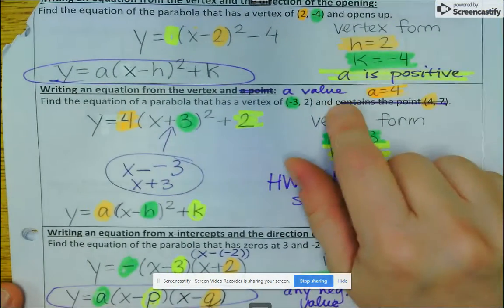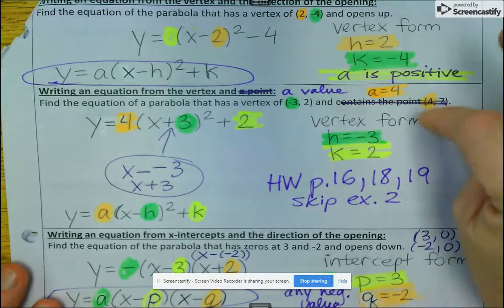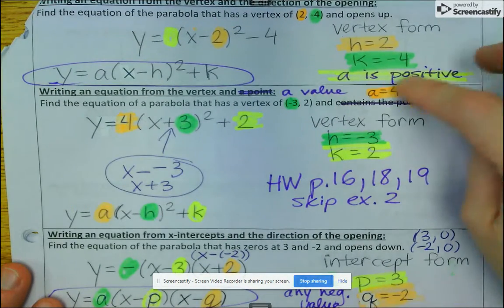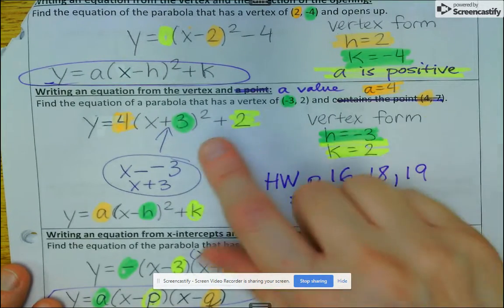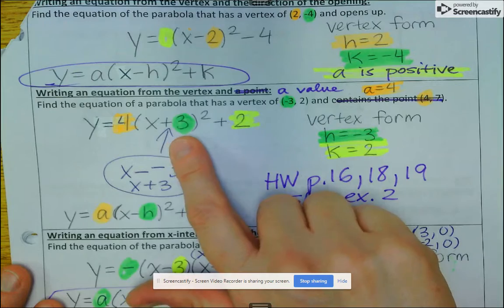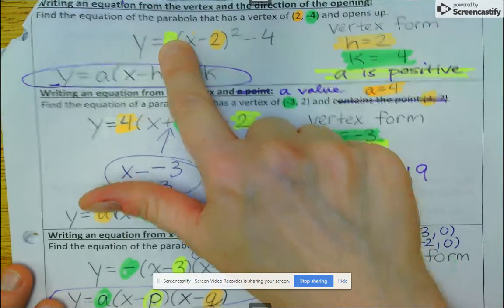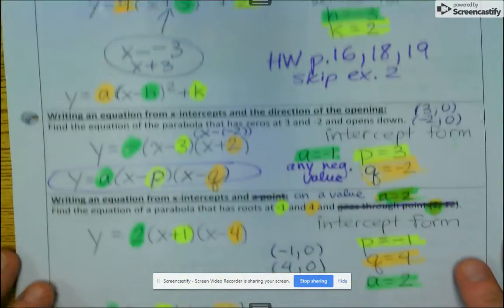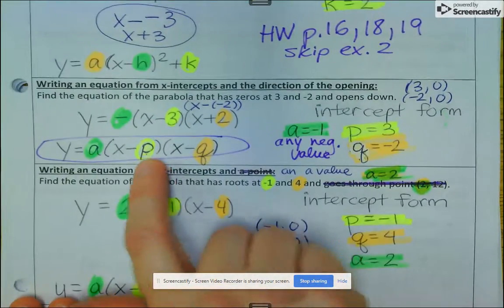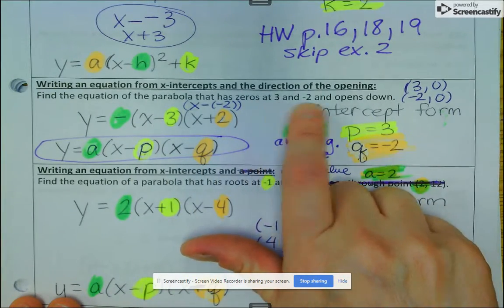So we're not doing the contains the point, so you should have been crossing that out. If you see any more of those in the next section, you can cross them out and just make A equal to whatever the x value is in that point. So here, vertex form again, but now they're giving us a specific A. So instead of just being a positive number, we're going to put that in there. Down here we have intercept form, so our placeholder P and Q become our intercepts. They say 0 is at 3 and -2.